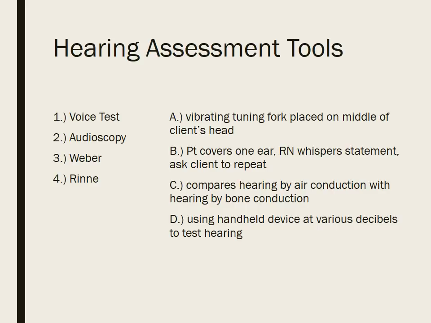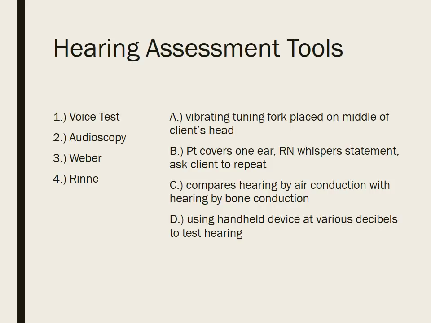The Rinne tuning fork test compares hearing by air conduction with hearing by bone conduction. So we're comparing air conduction versus bone. Normal hearing is indicated when air conduction is 2 or 3 times as long as the bone conduction time. To do this test, you place the vibrating tuning fork stem on the mastoid process, which measures bone conduction, and you ask the patient to let you know when they can't hear the sound anymore. So maybe you have them raise a hand or a finger.